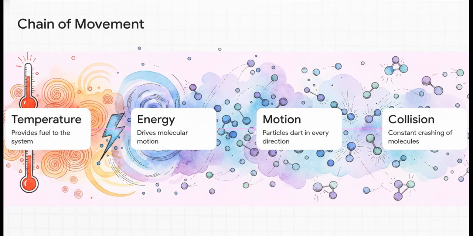Now, because you have literally billions of particles moving around in a confined space, that motion inevitably results in endless, constant collisions. It's just bang, bang, bang. So, temperature to energy, energy to motion, and motion to collision. That right there is the fundamental engine of a gas.